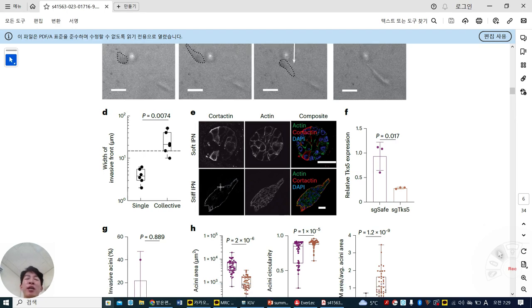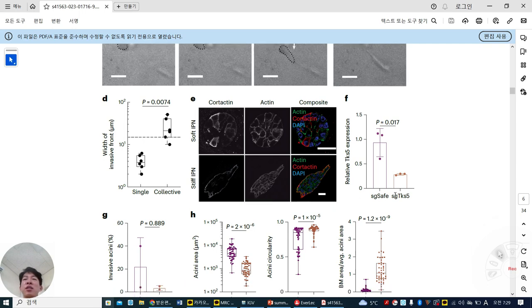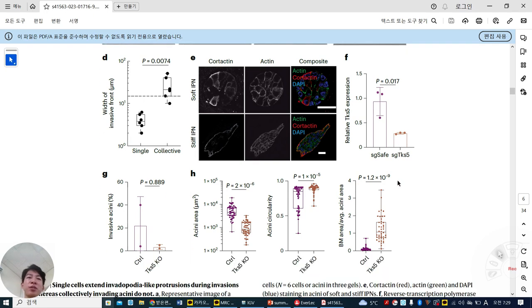So because they want to say that because of this cortactin accumulation in edge, this arginine can have this elongated form. And then when they make low express this contractility using CRISPR-Cas9 system, and that they confirm this TSK5 expression, that they found out invasive arginine and percentage decrease, area decrease, accuracy retrieve, and basal membrane thickness also retrieve.